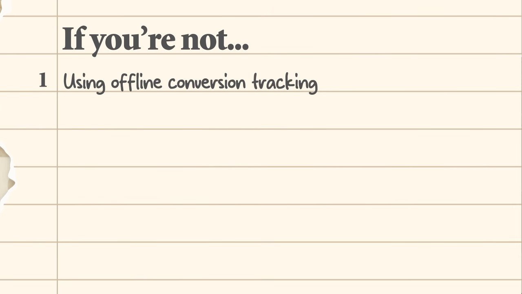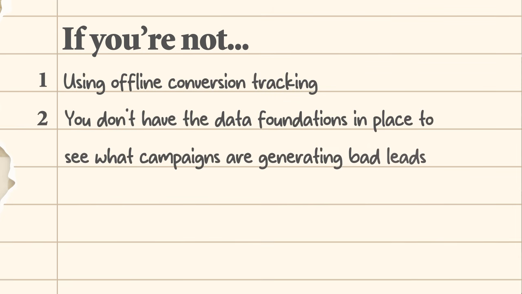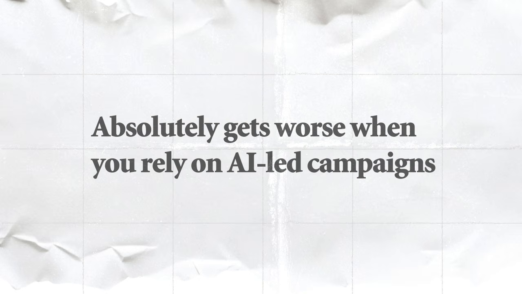I just don't feel there is a way to do this if you're not A, using offline conversion tracking, and B, you don't have the data foundations in place to accurately see what campaigns are generating bad leads. By using this system, pretty much overnight for this client, we were able to reduce the number of bad leads by 10%, move budget around and move it into a campaign that was generating more quotes and a higher quote value. This specific example of Google getting you bad or spam leads, whether it's straight up spam, which does happen, whether it's residential compared to commercial in this example, or if it's people looking for a job, absolutely gets worse when you rely on AI-led campaigns where you give control over to Google, but you're not giving it the data to tell it what you want.